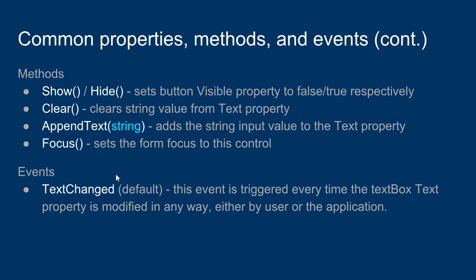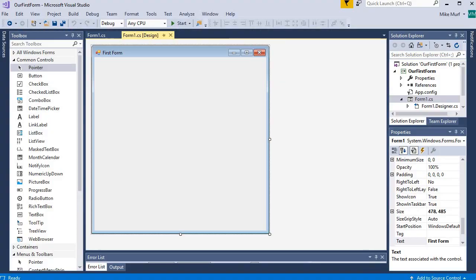The default event that is registered with a rich text box is the text changed event. So if you double click a rich text box, you will get a text changed event registered for that text box. And this event is triggered every time the rich text box's text property is changed or modified, either by the user or the application. Let's do a quick example.